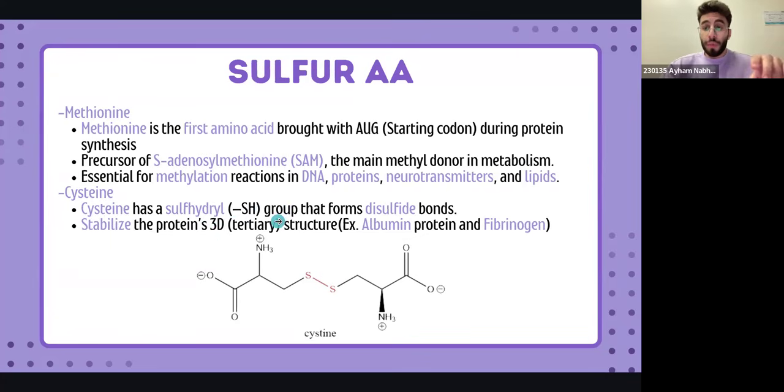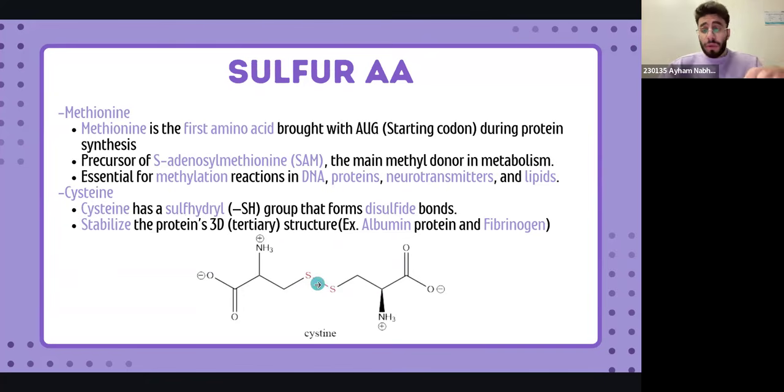This sulfhydryl group serves as a site to make a disulfide bond between two cysteine molecules, okay? So as you can see here, this is a cysteine, this is another cysteine. Once the sulfur ends meet and bind together, they make a disulfide bond. What does disulfide bond mean? Di, two, sulfide, two sulfur molecules connected by a bond, okay?